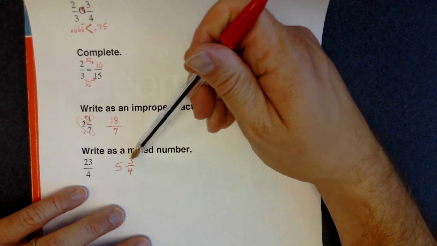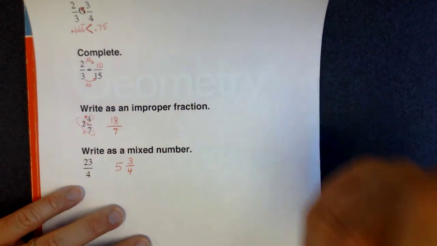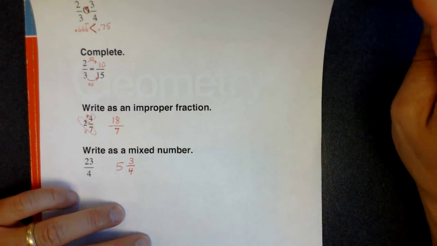4 times 5 is 20. 20 plus 3 is 23. Denominator would remain a 4. So that's a good way to check it to make sure you did it correctly.